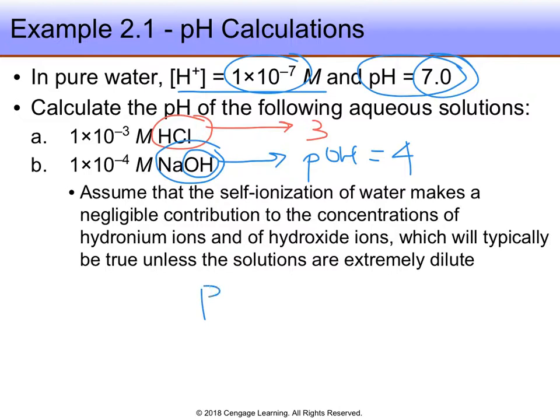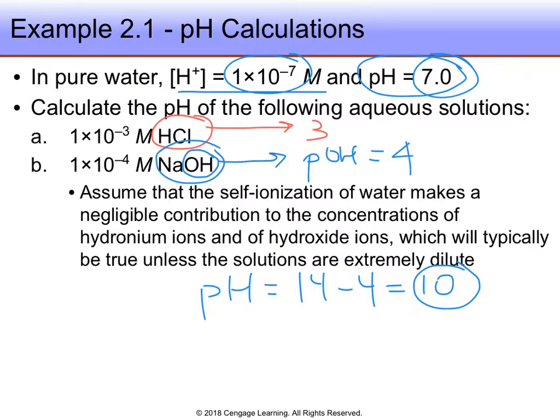So in order to figure out the pH, we'd have to say 14 minus 4, because remember the pH scale goes all the way from 0.1 up to 14. So the pH would be 14 minus 4, which is equal to 10. And this value for a 1 times 10 to the minus 4 molar sodium hydroxide, pH 10, does make sense.